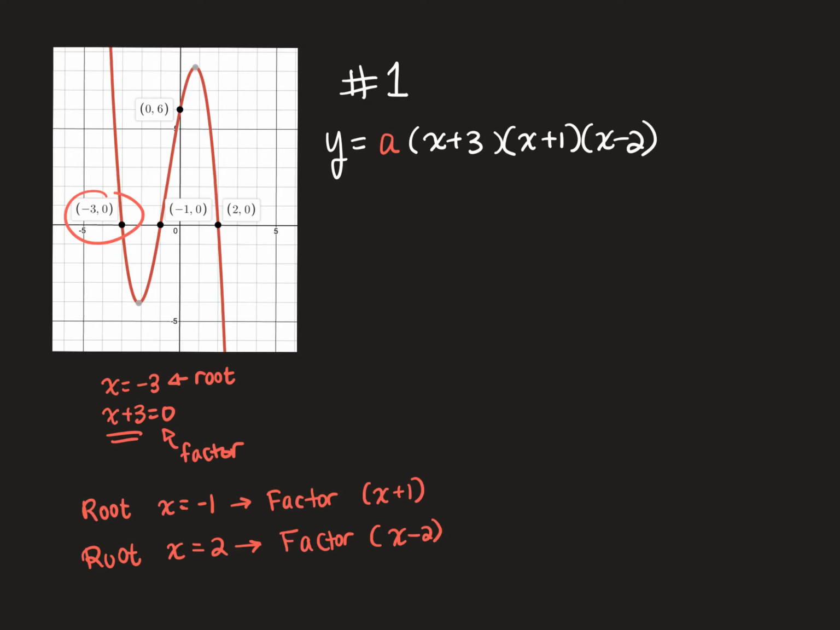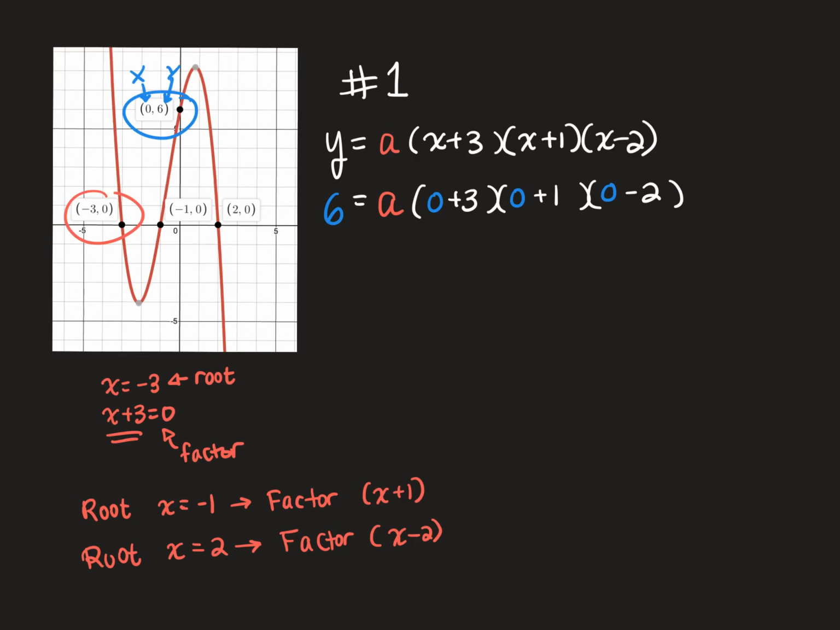Now, the only thing I don't know is what my a value should be. So that's where the other point that's given to us is going to play a role. We have x is 0, y is 6. I'm going to plug those values into the equation that I just wrote. So I'll put in 6 for y equals a, since I still don't know what my a value is, and everywhere I see x, I'm going to replace that with a 0. So x, x, x, and everything else remains the same: 0 plus 3, 0 plus 1, and 0 minus 2.